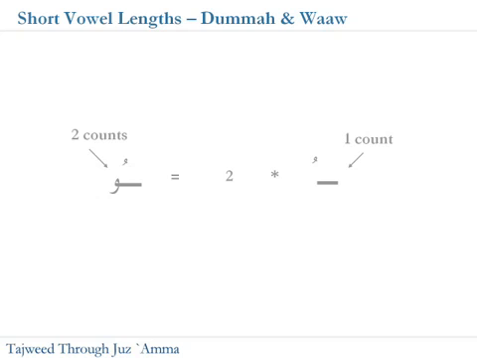So these are always compared together, and the way it's explained is the alif, the ya and the waw are known as the long vowels, and the fatha, the kasra and the dhamma are half of the length of their counterparts.